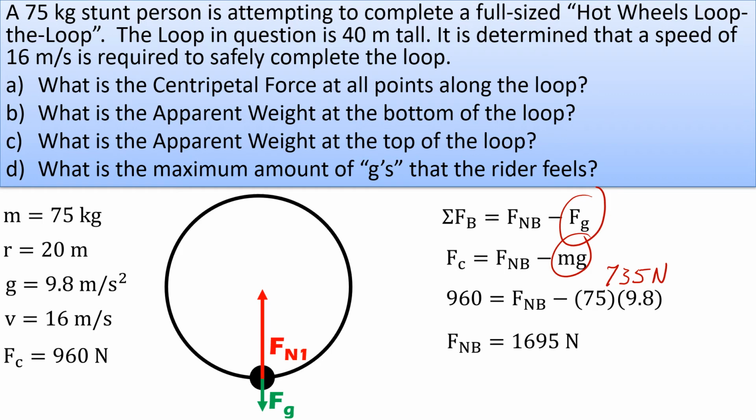Normally, the stunt person feels this heavy, but at the bottom of the loop, they're going to have an apparent weight of this much. So they feel heavier at the bottom because they're being squeezed into the seat more. And that squeezing into the seat is going to cause them to move in the circular path.